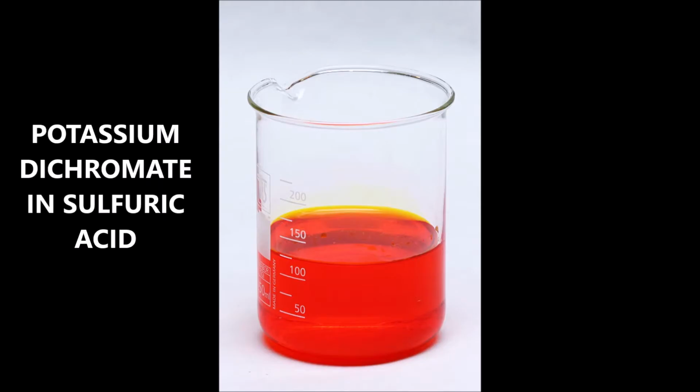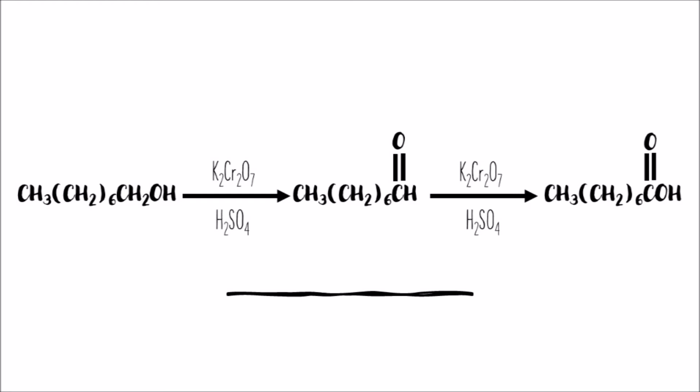The reagent most commonly used in the laboratory for the oxidation of a primary alcohol to a carboxylic acid is potassium dichromate dissolved in aqueous sulfuric acid. Using this reagent, oxidation of 1-octanol gives octanoic acid. This experimental condition is more than sufficient to oxidize the intermediate aldehyde to a carboxylic acid.